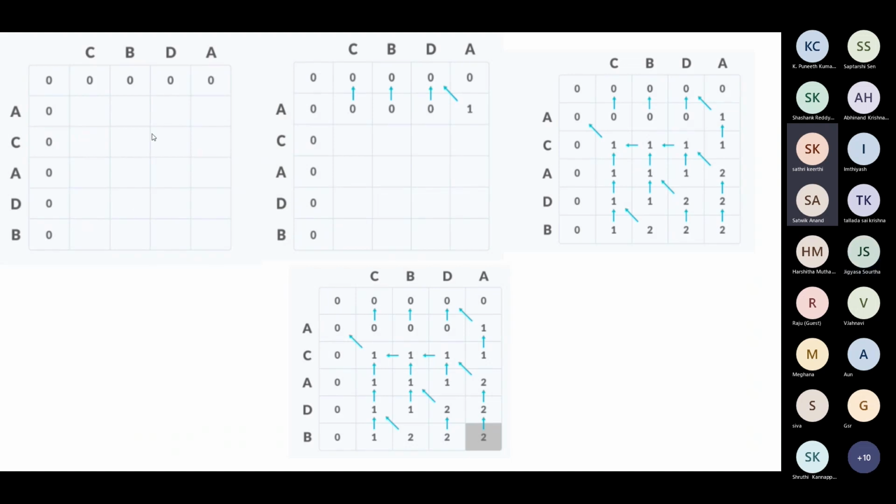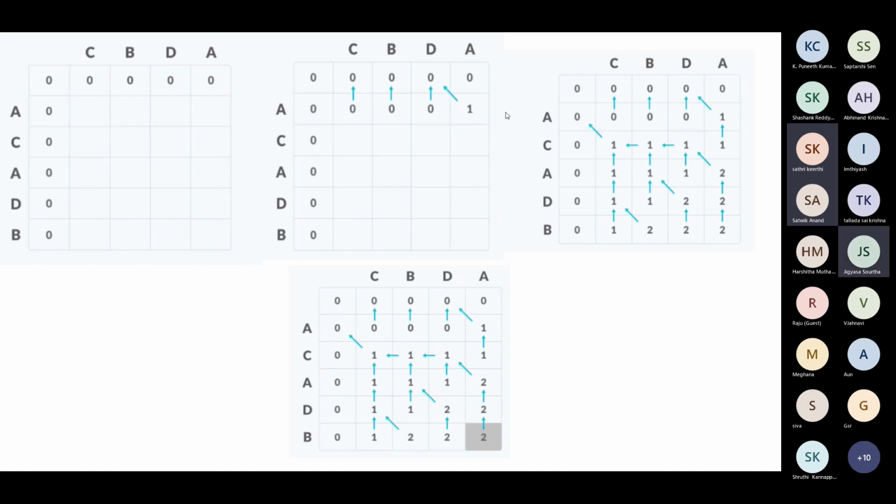Let's go through an example of how it will be filled. Say the two strings are CBDA and ACADB. It begins with filling the first row and first column with 0. Then take the second row and second column: here A and C are not equal, so you see the maximum of the adjacent cells, the one above and the one to the left. Both are 0, so 0 comes here.